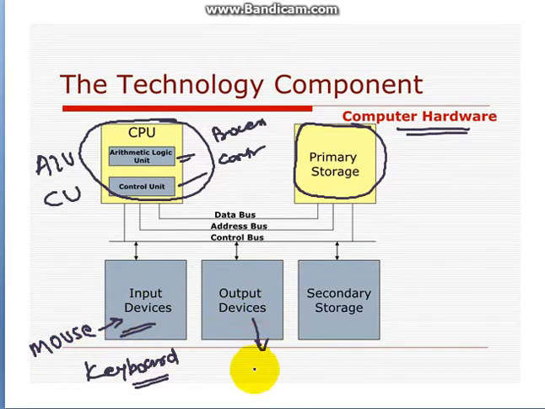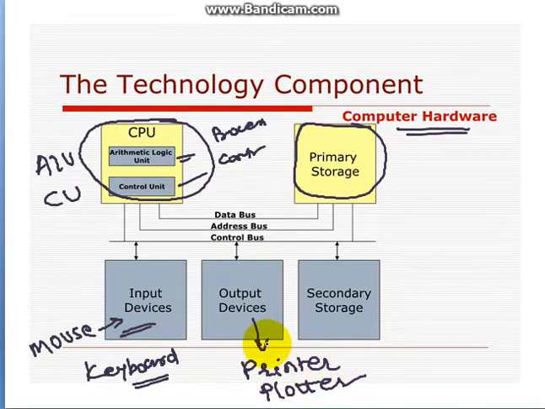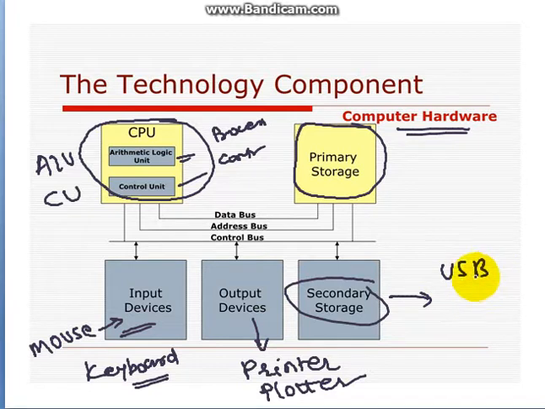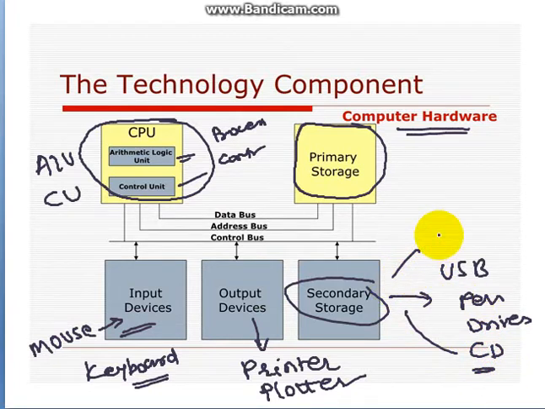What are the output devices? A printer is an output device, or you can consider a plotter as an output device. And the secondary storage devices are like USB pen drives, or you can have CDs, that is compact discs, or DVDs, Blu-rays, or an external hard disk. So these are the secondary storage devices, and then how these three components get connected.